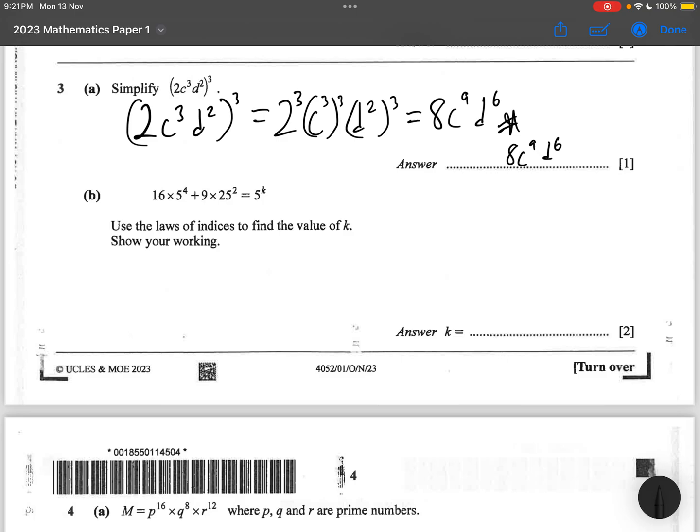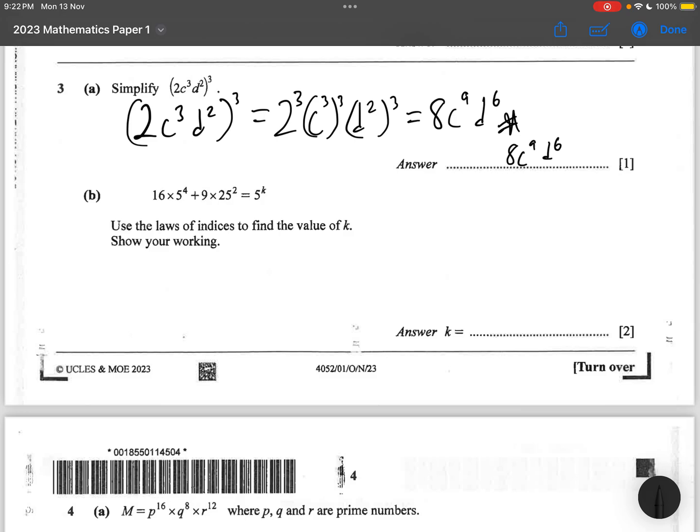And then we move on to part B, where we have an expression 16 multiplied by 5 to the power of 4 plus 9 multiplied by 25 squared, which can be simplified to 5 to the power of k. And I have to use the laws of indices to find the value of k. And candidates in this question are required to show their working throughout.